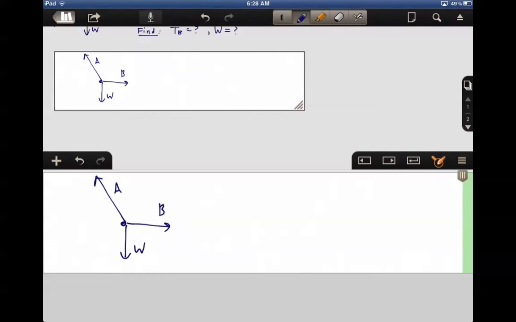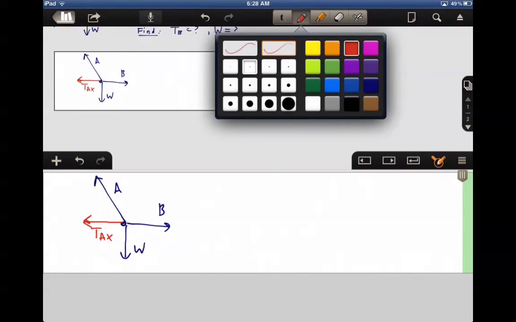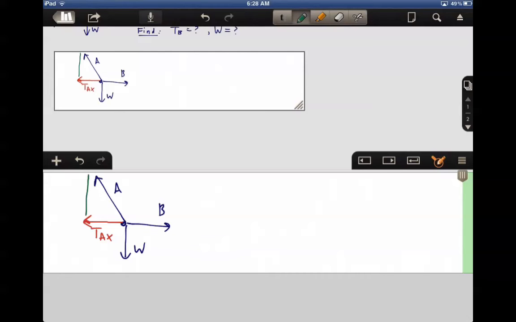and A is the only rope that is pulling in 2 dimensions. A pulls over, so I could call that TA in the X direction, and A pulls up, we could call that TA in the Y direction. Since the rock is in equilibrium, the net force in the X direction has to be 0, and the net force in the Y direction has to be 0.